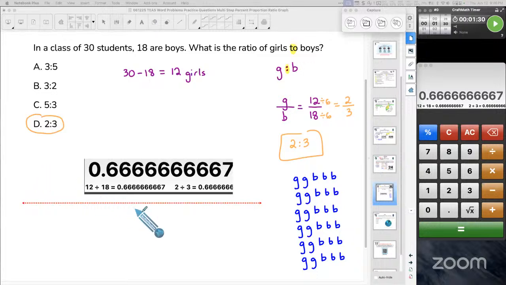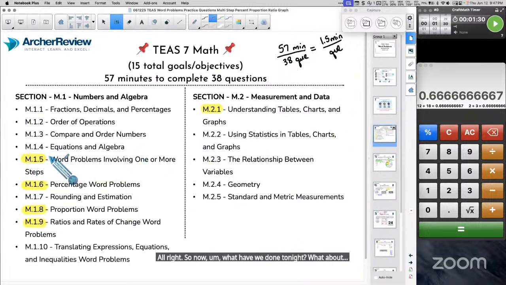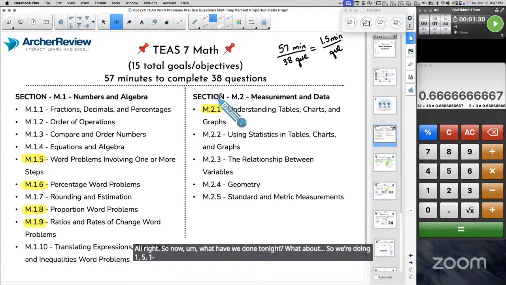All right. So now, what have we done tonight? So we're doing 1.5, 1.6, 1.8, 1.9, 2.1.